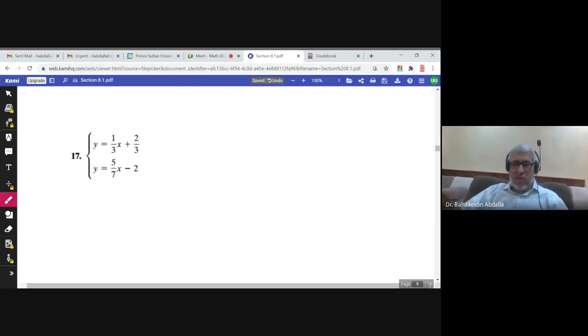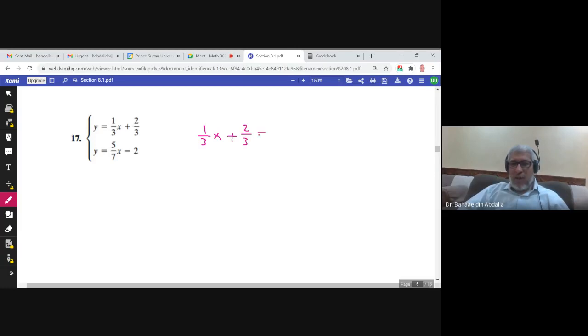Now let us look at question 17. The first equation is solved for y. The second equation is also solved for y. So y equals this and y equals this. So I can immediately say that 1 over 3 x plus 2 over 3 equals 5 over 7 x minus 2. So this y equals this y. So I have the right-hand side here equal to the right-hand side here. And I have an equation in one variable. Now I need to solve this equation. To solve this equation, I need to get rid of the denominators.